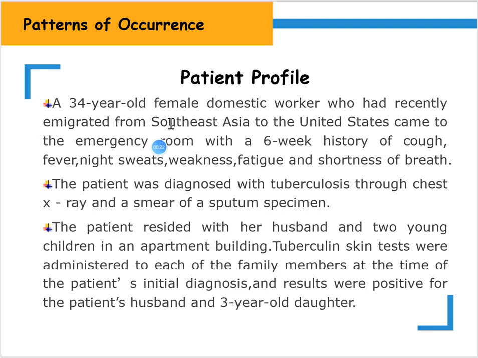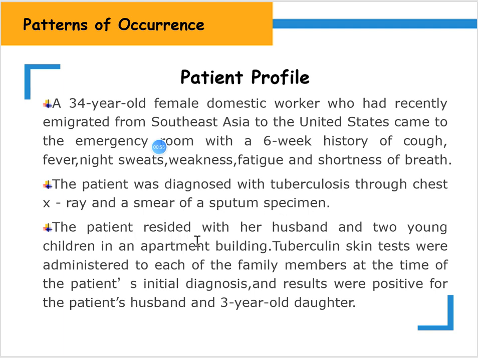A 34-year-old female domestic worker who had recently emigrated from Southeast Asia to the United States came to the emergency room with a 6-week history of cough, fever, night sweats, weakness, fatigue, and shortness of breath. The patient was diagnosed with tuberculosis through chest X-ray and a smear of a sputum specimen.